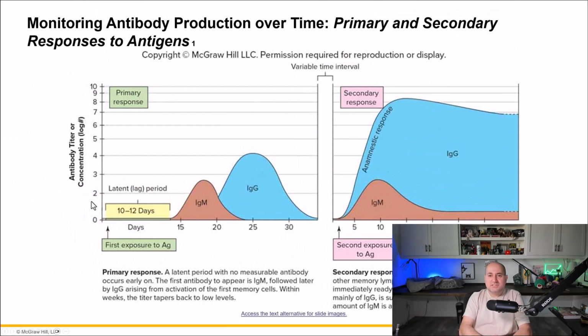Okay, so you can see that this is what happens when you're first exposed to a virus and then when you're exposed to it down the road again, right? You see how much bigger that response is and how much quicker that response is. And that's what's responsible for your immunity.